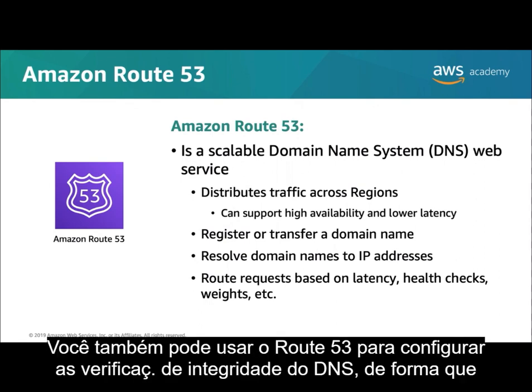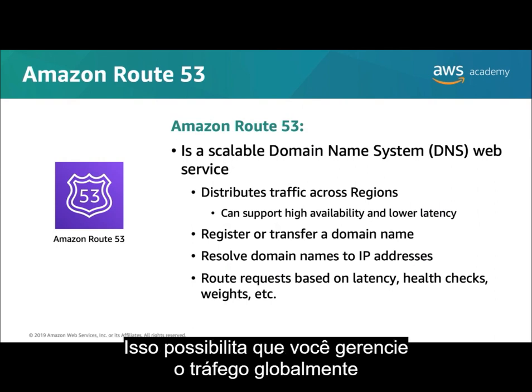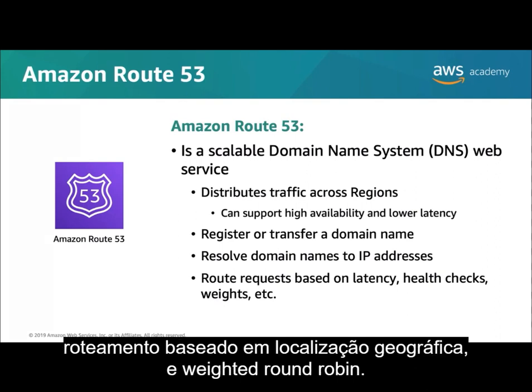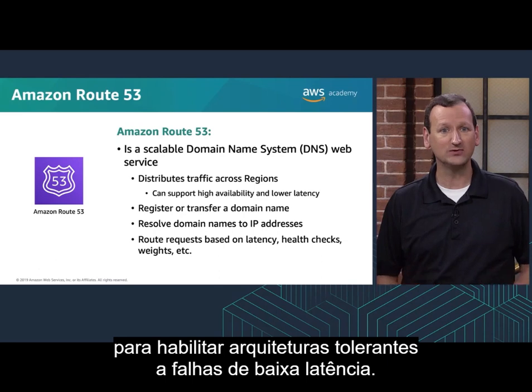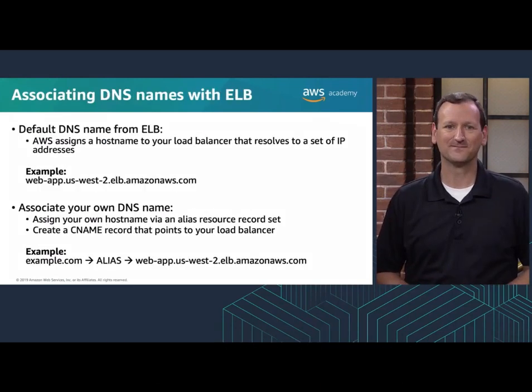You can also use Route 53 to configure DNS health checks so it can route traffic to healthy endpoints if a health check fails. It makes it possible for you to manage traffic globally through several routing types, including latency-based routing, geo-proximity or geolocation-based routing, and weighted round-robin. You can combine these routing types with DNS failover to enable low-latency, fault-tolerant architectures. You can register domain names that you already own with Route 53, and you can configure DNS settings.